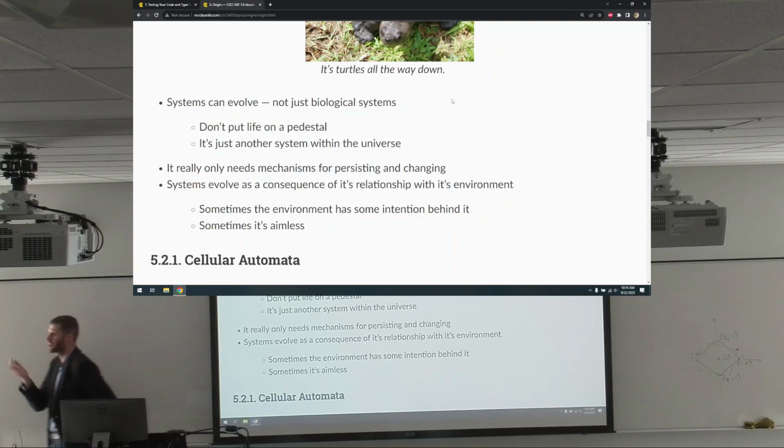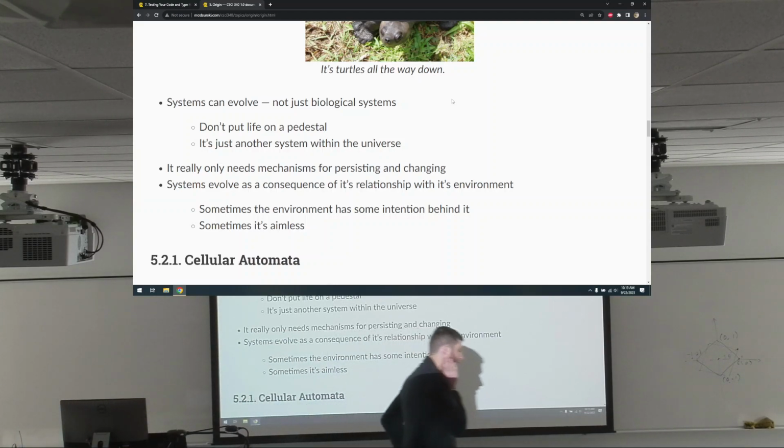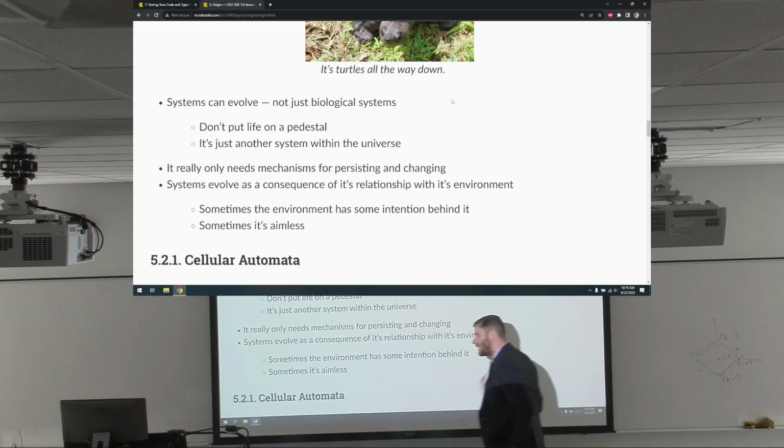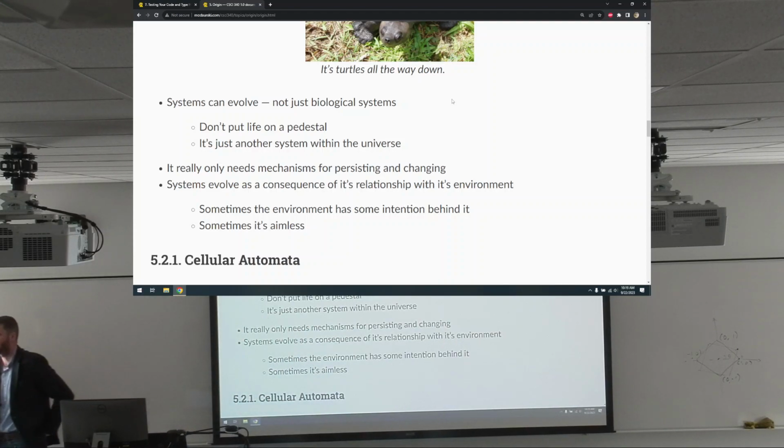Systems evolve, not just biological systems. Don't put life on a pedestal. It's not that special. It's just another system within the universe, which makes up bigger systems and is made up of smaller systems and is subject to other systems that we only have to interact with. All that is really needed is a mechanism for change and persisting. Systems evolve as a consequence of their relationship with their environment, and the environment, of course, also includes the population that it exists with. Sometimes the environment might have some intention behind it. Sometimes it's aimless.